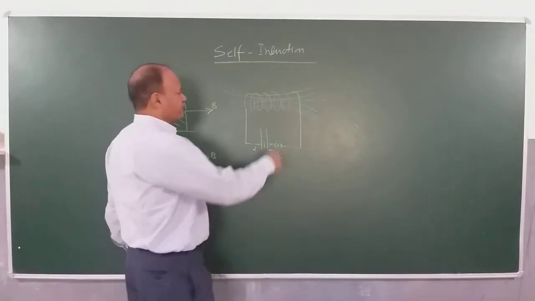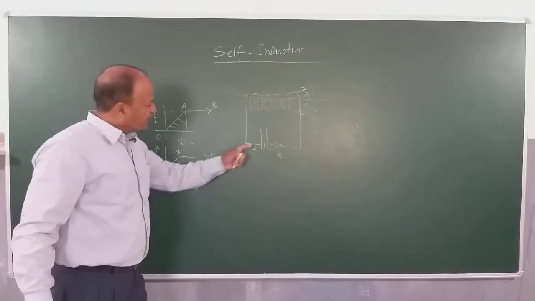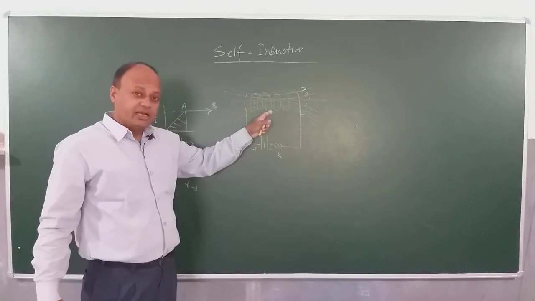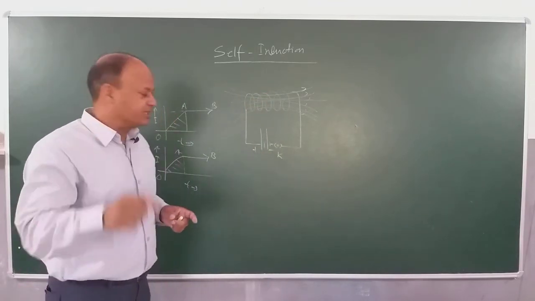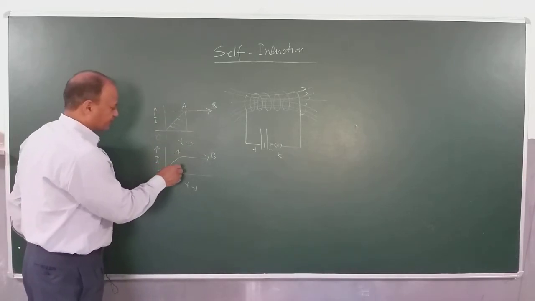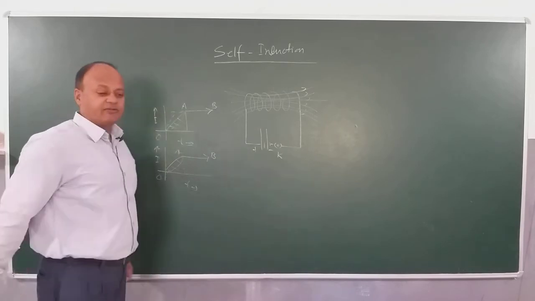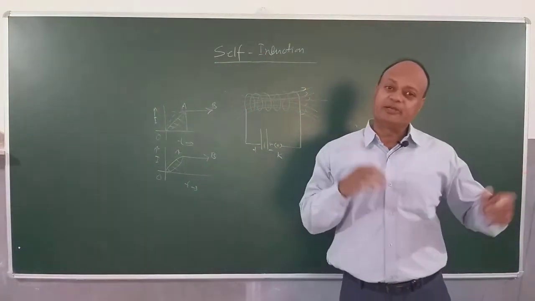Clear? Something like this will be produced. Suppose the current increases, then the magnetic field will be increasing, and as the magnetic field increases, magnetic flux will also be increasing. So we can say in this part OA, flux is increasing, and when flux will increase, then what will happen, children? Electromagnetic induction will take place.